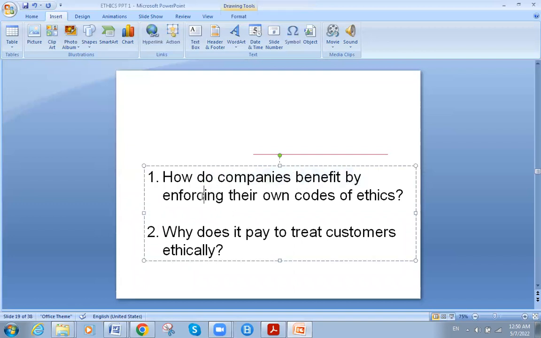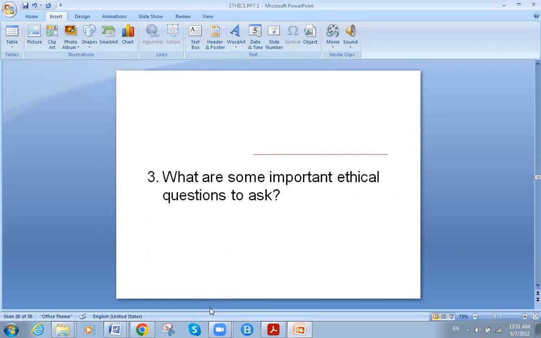How do companies benefit from enforcing their own codes of ethics? Like we said before, a company which is applying the code of ethics is a successful company because the clients will come back and back and back. Why does it pay to treat customers ethically? Here, you make your profits when you pay attention to how to treat all the customers in an ethical manner, because customers will get back to you and they will be your own clients.